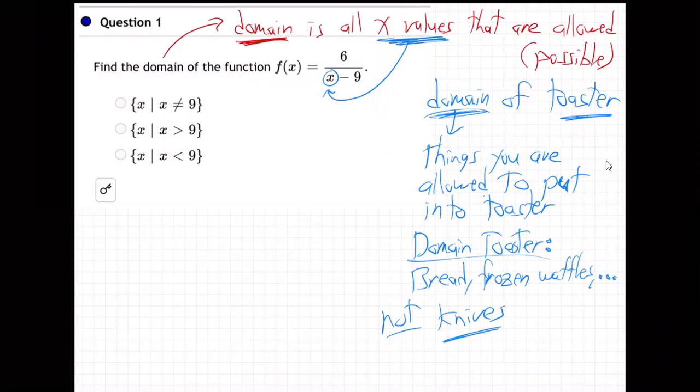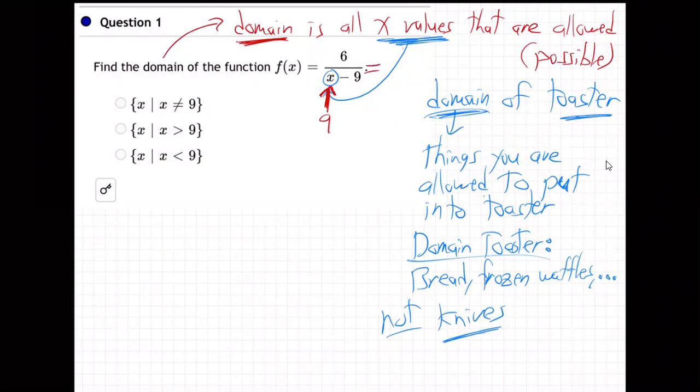Okay, so you're probably like, all right, I got it. So let me ask you, we know you're not supposed to put knives in a toaster, of course, obvious. Or like you have a microwave oven, you're not supposed to put in metal because it'll spark. So what about this function? What can you not put in for X? I mean, couldn't you just put anything in? What number would be a problem, at least for my function? Do you see a number that would be a problem? What if I put in a 9 for X, just like the other 9 that's next to it? Would that be a problem?